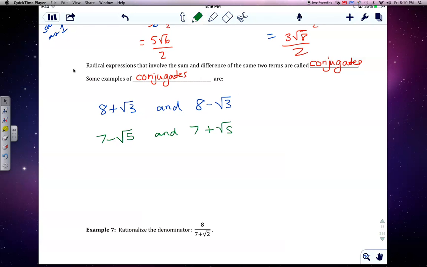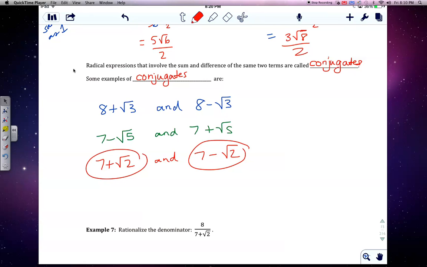Okay, and let's do one more. What happens when you multiply conjugates? In the next example we'll see why we're doing this, but what happens if I take these two conjugates and multiply them together? Let's go ahead and do it off to the side here. 7 plus the square root of 2 times 7 minus the square root of 2. If you remember how to FOIL, we'll talk more about foiling in a later section. We multiply the first terms. First times first, 7 times 7 is 49.